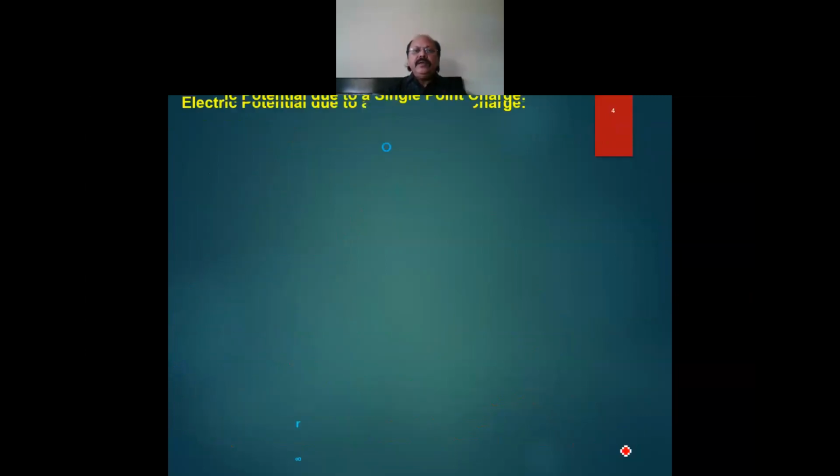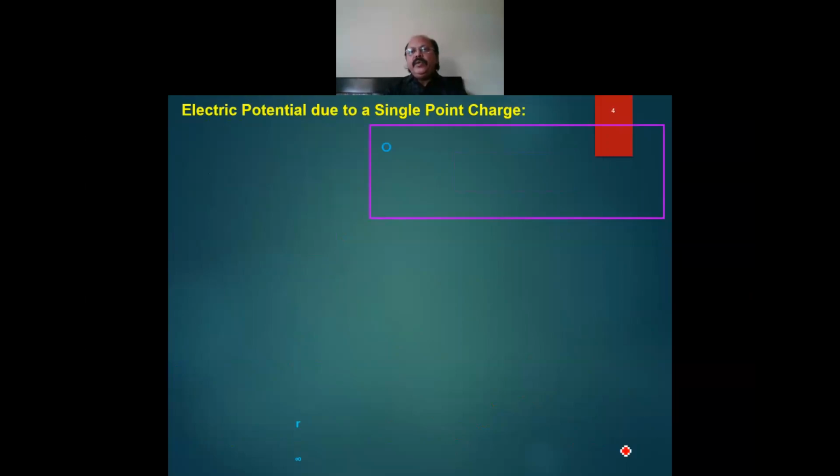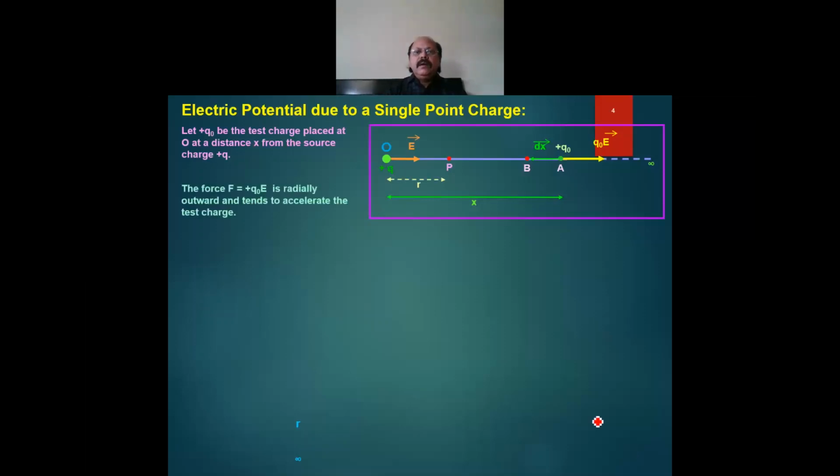Now we have to find out the electric potential at a point due to a single point charge. For that purpose, we consider a point charge plus Q which is placed at point O. Due to this plus Q charge, the direction of the electric field intensity is radially outward. Now we take two more points in the electric field of plus Q charge, A and B.